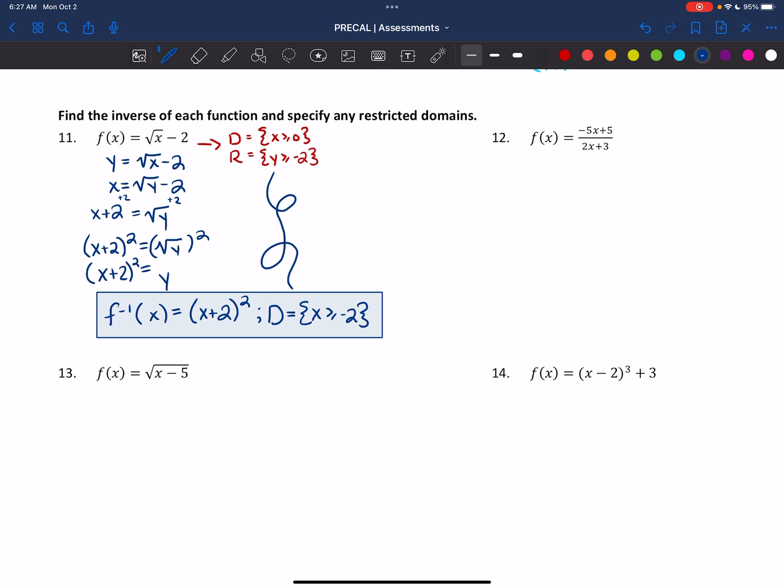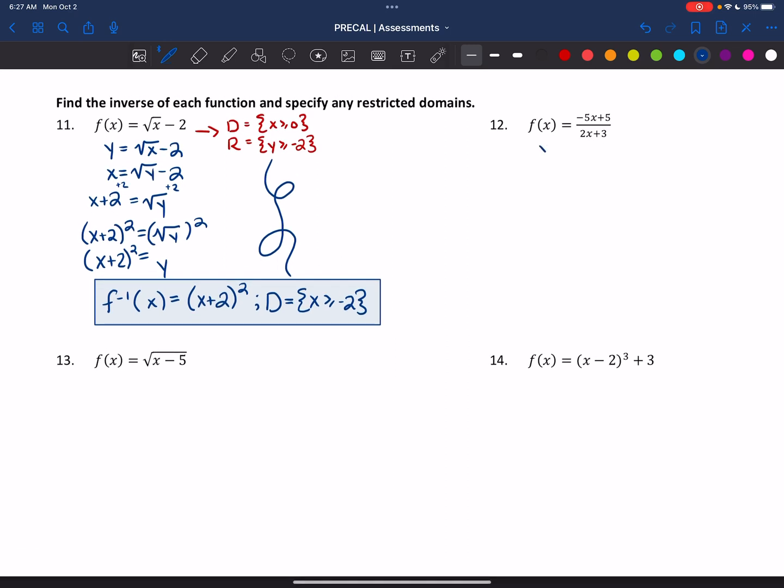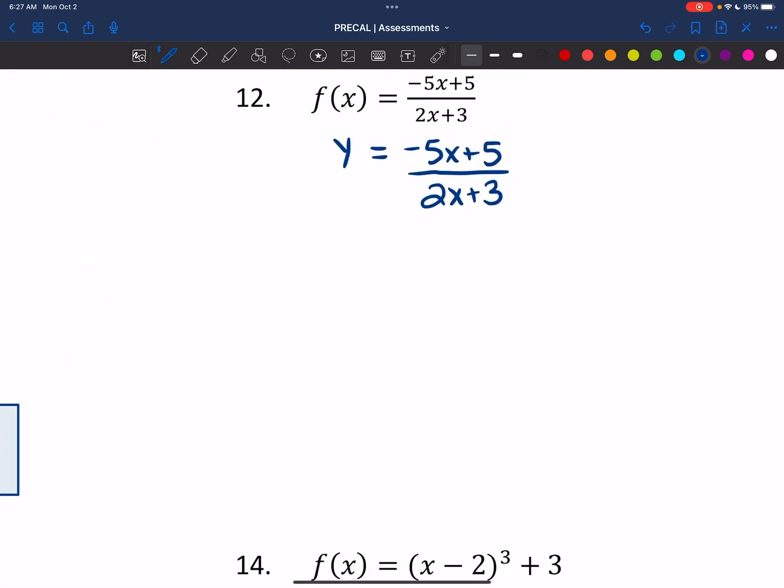All right, now for 12. This is a rational function. Let's go ahead and find its inverse. We want to start by rewriting this as y instead of f of x. And then switch x and y. We're going to switch wherever there was an x, it's going to be a y, and wherever there was a y, it's going to be an x.